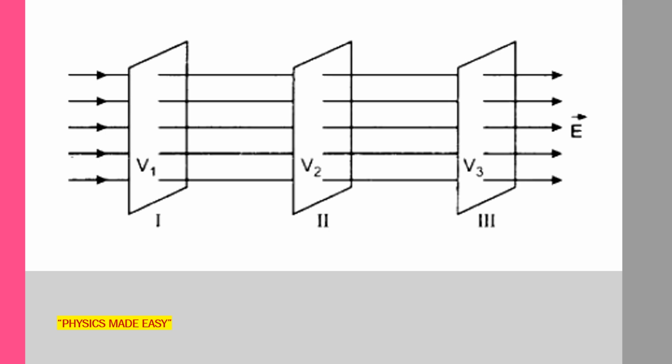So plane 1 is an equipotential surface. Similarly, we can take the potential V2 which is the same at every point on plane 2. So plane 2 is also an equipotential surface. Similarly, the potential V3 is the same at every point on plane 3. Therefore, plane 3 is also an equipotential surface.